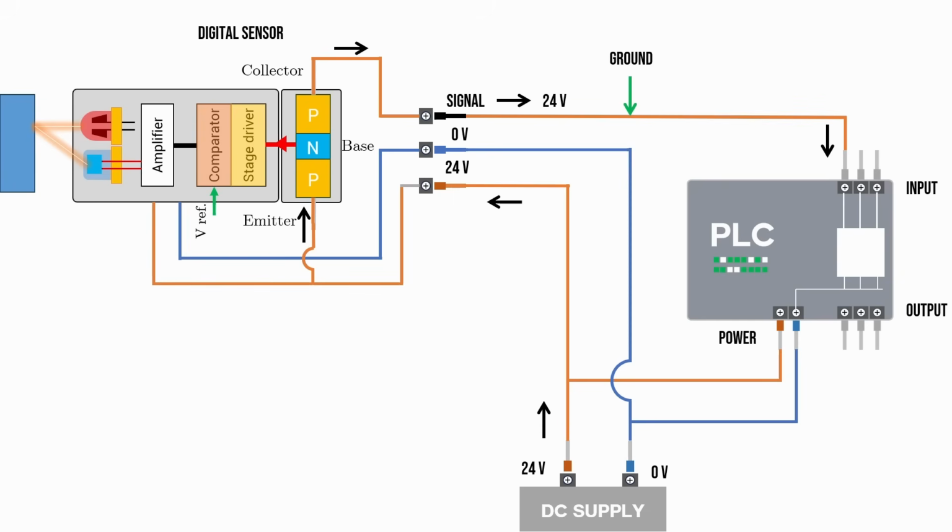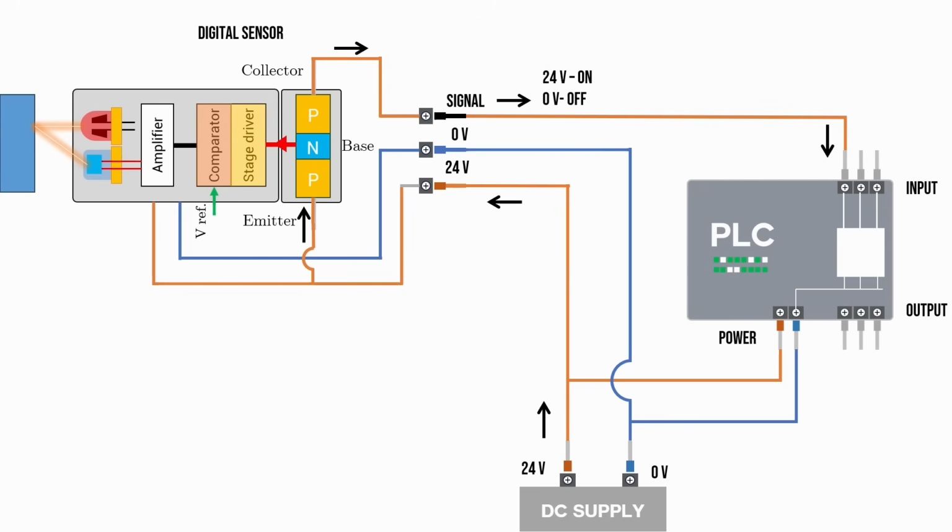Second, it is easier to troubleshoot. You can simply measure the output wire with a multimeter. If it shows 24 volts, you immediately know the sensor is on. Third is positive logic. A PNP sensor matches the common logic used in most control systems today, which is 1 means on and 0 means off.